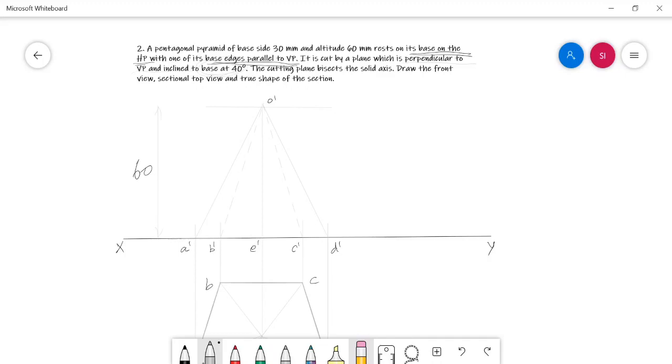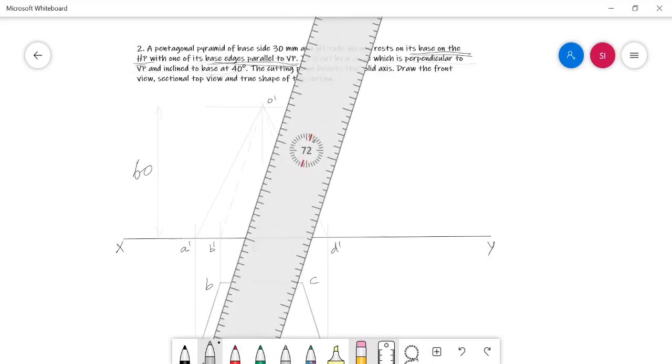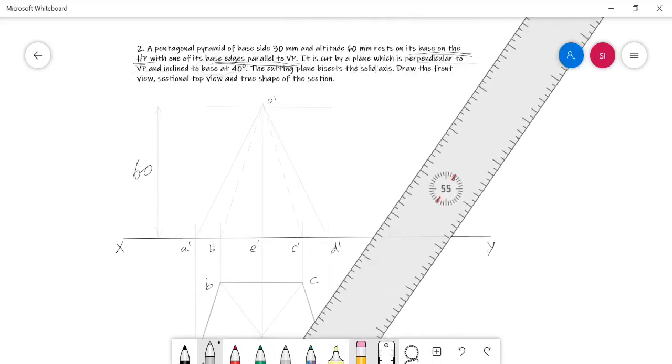So we can consider the cutting plane is inclined at 40 degrees to the HP, and it's also perpendicular to VP. So the trace of the cutting plane will be visible in the front view. That is, we need to draw the cutting plane as a line in the front view and cut the solid through the lateral portion. Let me draw the cutting plane separately for my convenience with the 40 degree inclination.